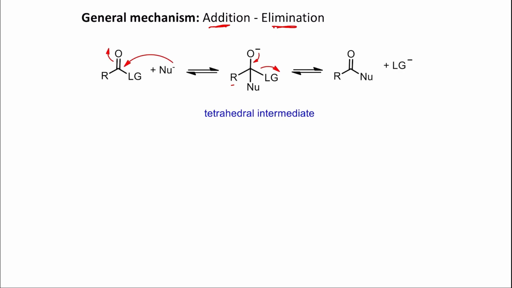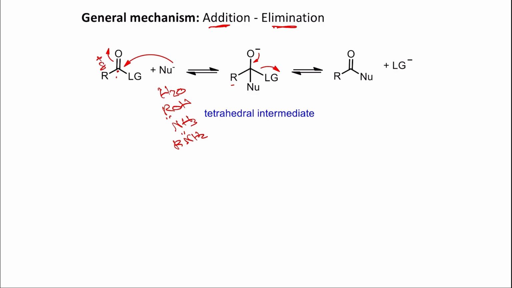So the general mechanism for these types of reaction, whether we are talking about acid chloride or acid anhydride, has two steps. The first step is an addition and the second step is elimination. So the first step here is the addition step where you have the nucleophile. The nucleophile could be water, could be an alcohol, or it could be ammonia, or an amine, so RNH2.